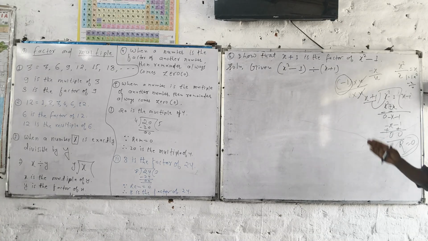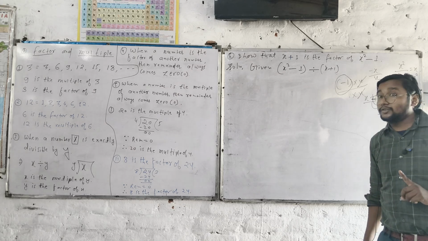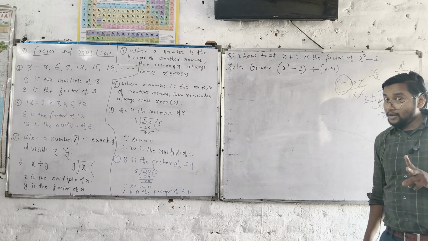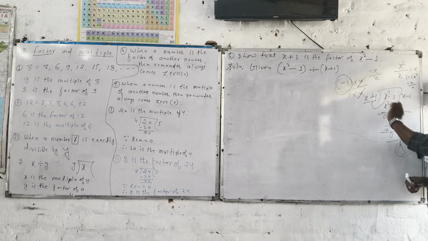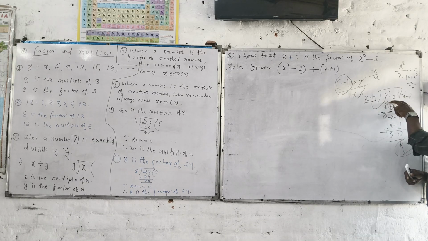Hey guys, always keep in mind, perhaps I have written over there, factor is also known as divisor. Perhaps you remember, because somebody can say that x squared minus 1 is the factor of x plus 1. No. x squared minus 1 is not a factor of x plus 1. x plus 1 is the factor of x squared minus 1, and x squared minus 1 is the multiple of x plus 1.